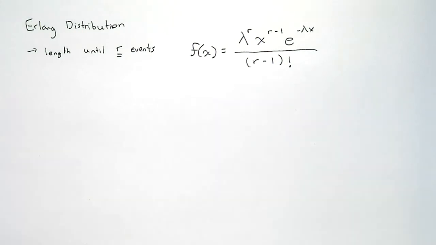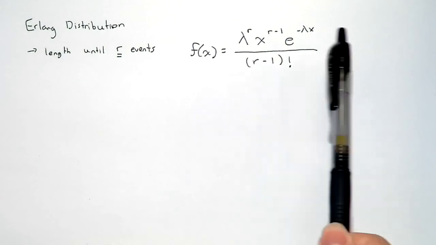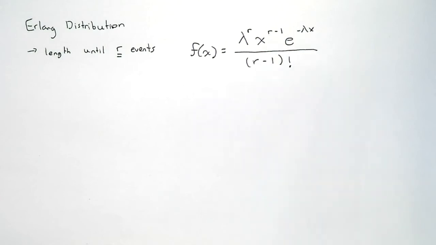Now, of course, if the Erlang distribution is a generalization of the exponential distribution, where instead of one event we have r events, it should follow that if we plug 1 into our r here, we should end up with the same exponential distribution function. So you can try it out. We should get the exponential distribution if we plug 1 into r.